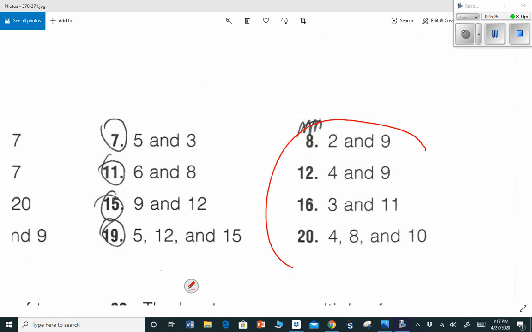Okay, you try 8, 12, 16, and 20. Pause the video and turn it back on to check your answers.